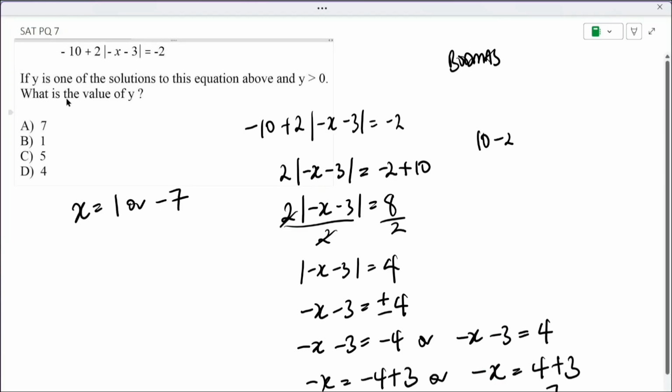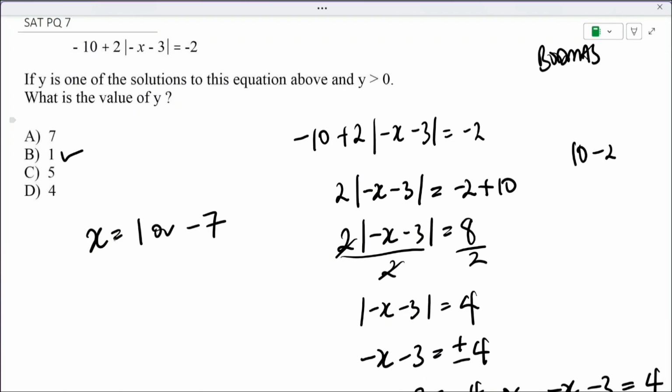And going back to the first line of the question, it says if y is one of the solutions to this equation, one of the solutions, and y is greater than 0. So of these two values, the one greater than 0 is 1. Negative 7 is less than 0. So y is 1. So the answer to this question is B, that's 1.